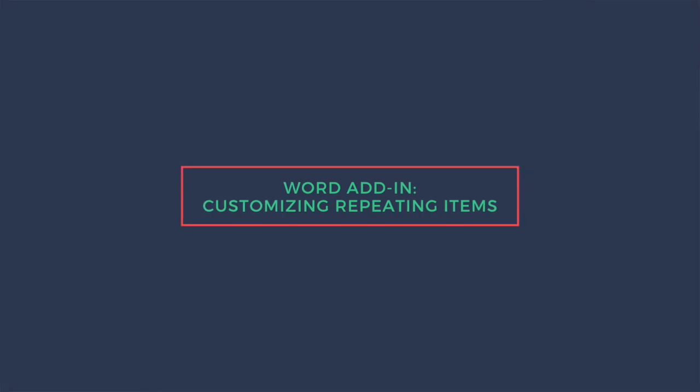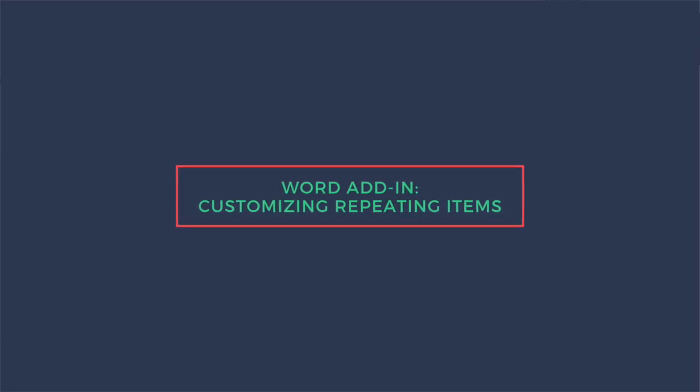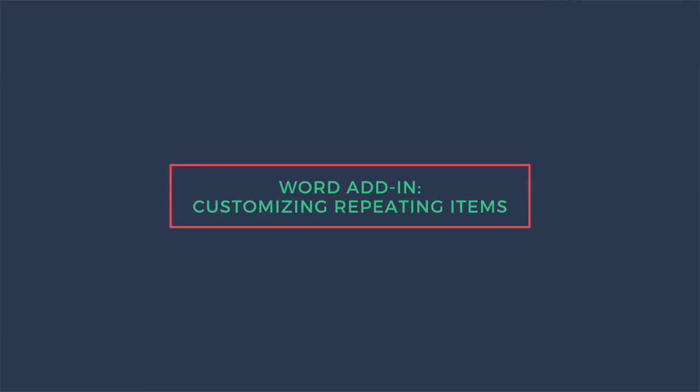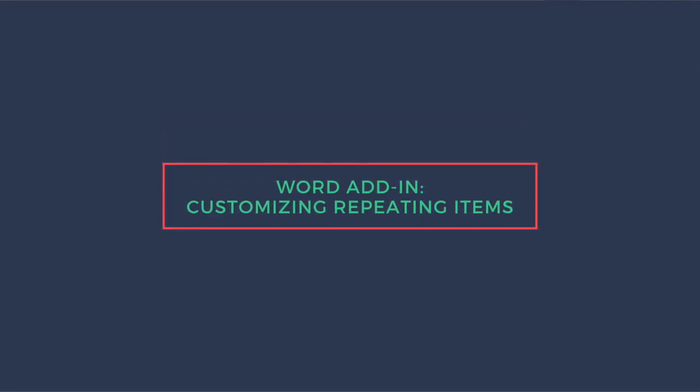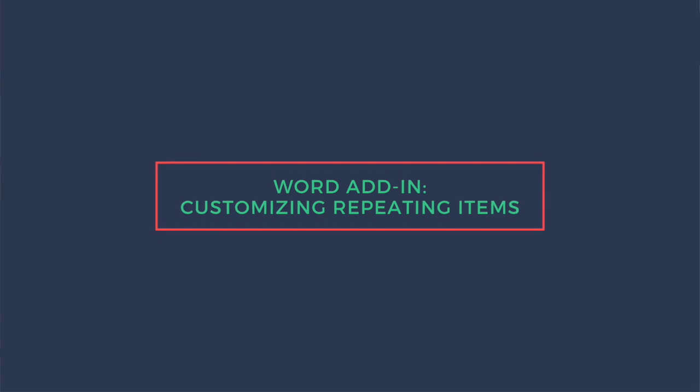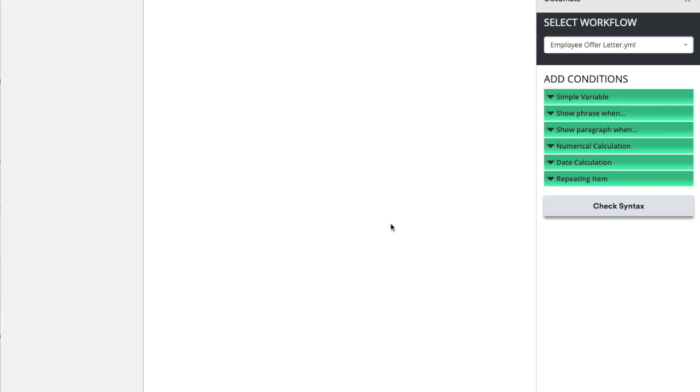This video will do a deep dive into customizing repeating items in your Word documents. As you saw in our other video, a repeating item question allows you to ask about anything that there could be 0 of or hundreds of. Children, shareholders, or members are really good examples of this. First, we'll click the repeating item section in the add-in menu.